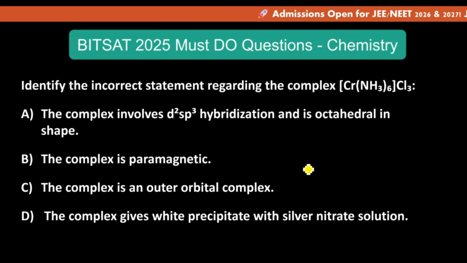Then identify the incorrect statement regarding the chromium amine complex. The complex involves d2sp3 hybridization and is octahedral in shape. Okay, let's see, this is octahedral. So that will have plus 3 oxidation state. And amine here is acting as a strong field ligand.